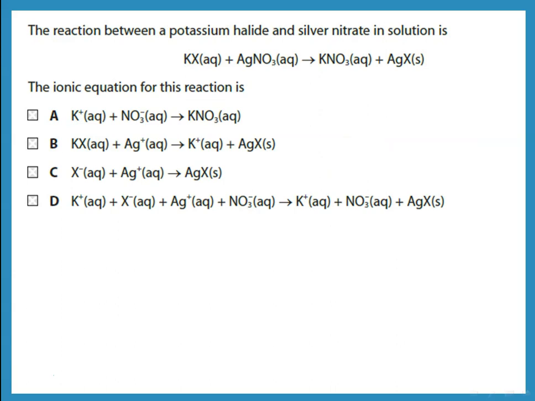Okay, the reaction between a potassium halide and silver nitrate, the ionic equation for this reaction is, again, anything that's aqueous needs to be ionized, and whatever is the same on both sides of the arrow will be cancelled, and I'm left with X- plus Ag+ to give AgX.